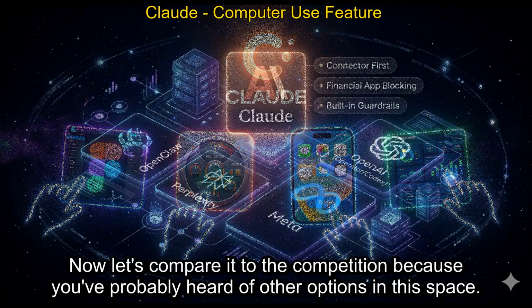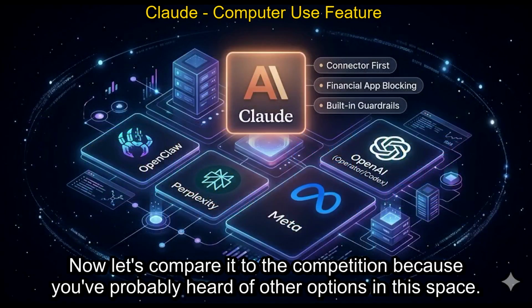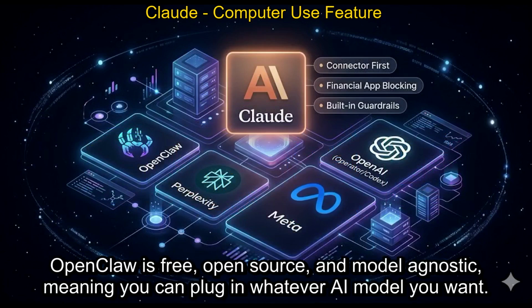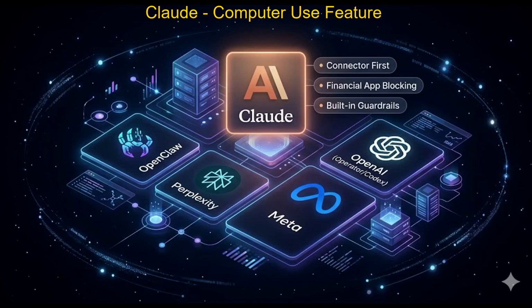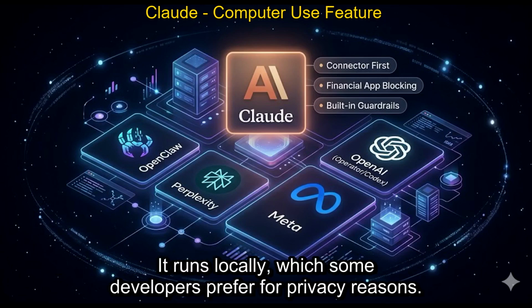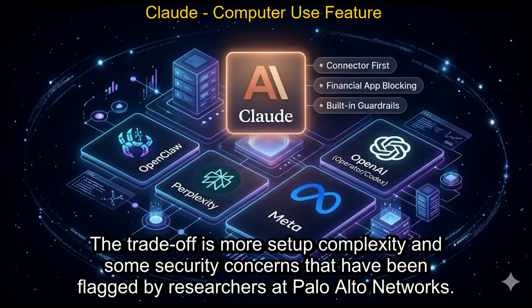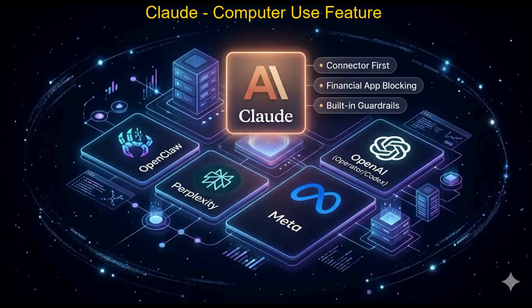Now let's compare it to the competition, because you've probably heard of other options in this space. OpenClaw is free, open source, and model agnostic, meaning you can plug in whatever AI model you want. It runs locally, which some developers prefer for privacy reasons. The trade-off is more setup complexity and some security concerns that have been flagged by researchers at Palo Alto Networks.